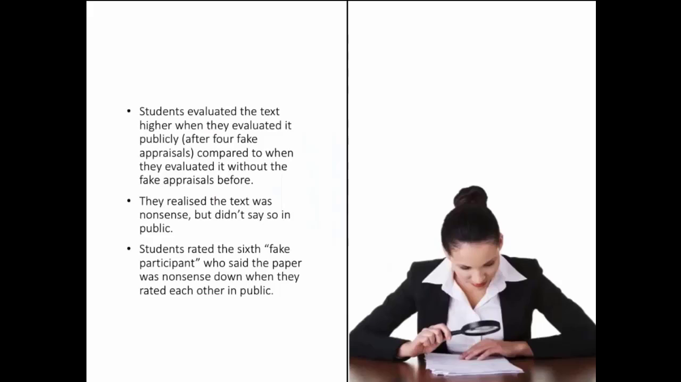So students evaluated the text higher when they evaluated it publicly after the 4 fake appraisals compared to when they evaluated it without the fake appraisals. And they realized that the text was nonsense, but didn't say so in public. Students rated the 6th fake participant who said the paper was nonsense down when they rated each other in public. So that lone writer gets punished.